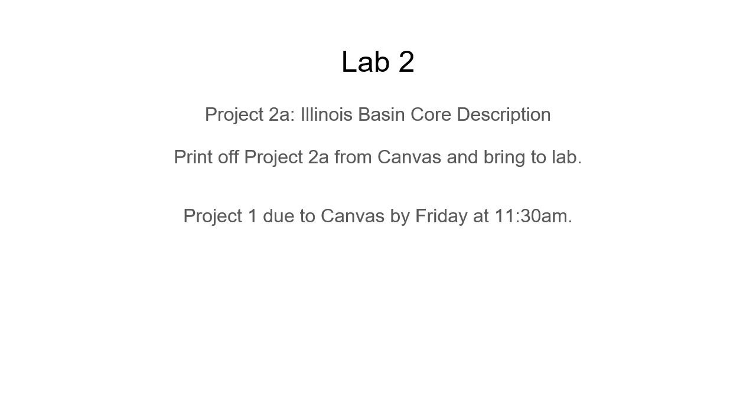However, a couple of things for lab this week. We're going to be starting Project 2, and this is going to be done over a couple of weeks. So 2A deals with our core description of a section of core from the Illinois Basin. Now that we've reviewed different types of sedimentary rocks, we're going to start describing them in a stratigraphic context in the form of a core. So please print off Project 2A from Canvas and bring that to lab this week, and I'll explain the first part of the project in class.